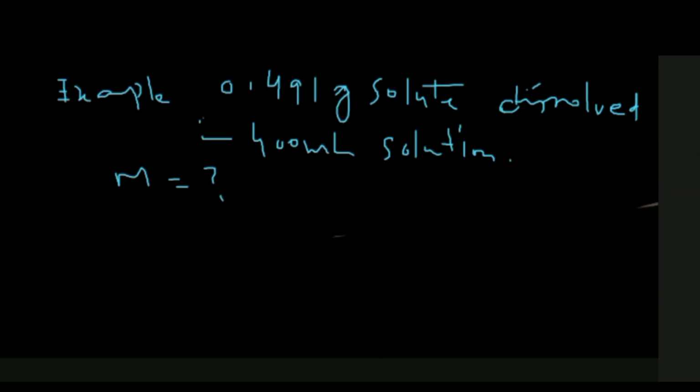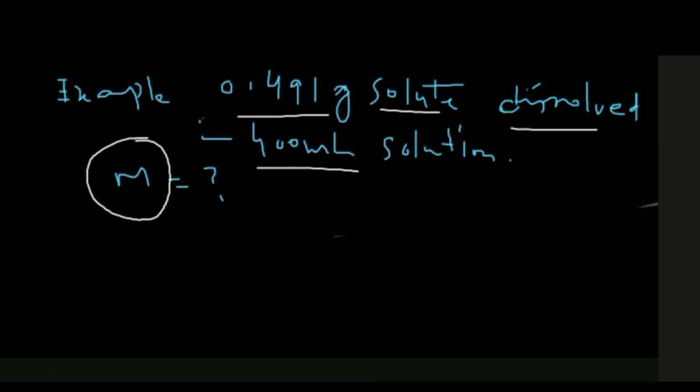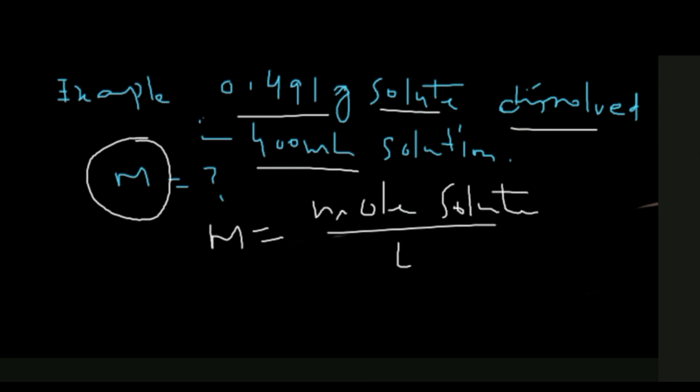Now we have 0.491 gram of solute which is dissolved in 400 ml of water. So now we have to determine its molarity. We know that molarity is equal to the number of moles of solute per liter of solution. So we need the number of moles of solute and the volume of solution in liters.